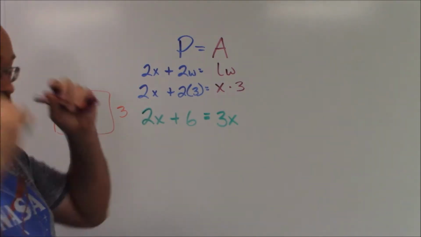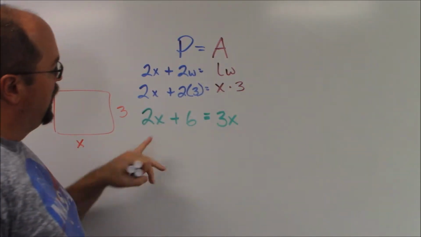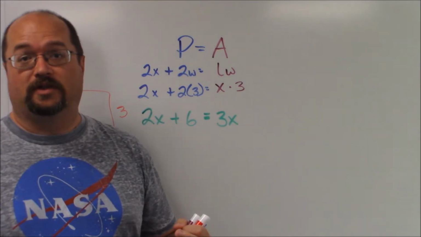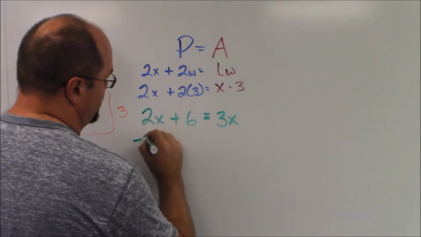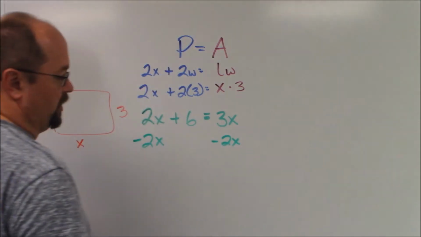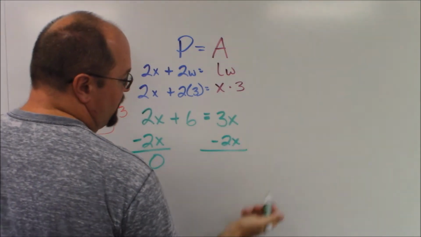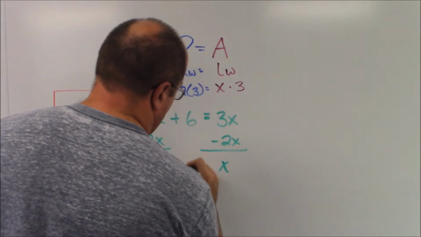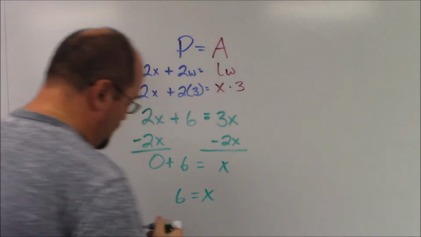All right? So the hard part is just the setup, just figuring out how to get this set up. Because now it's just a matter of, I want to isolate x, and the easiest way to do that is to subtract 2x from both sides. So I'm going to subtract 2x from the left side of the equation, and I'm going to subtract 2x from the right side of the equation. 2x minus 2x is going to give me 0, and then 3x minus 2x is going to give me 1x, but I'm just going to write that as x. I'm left with 6 equaling x.